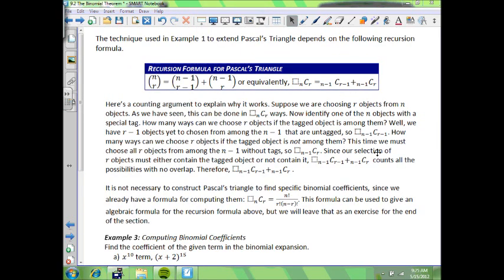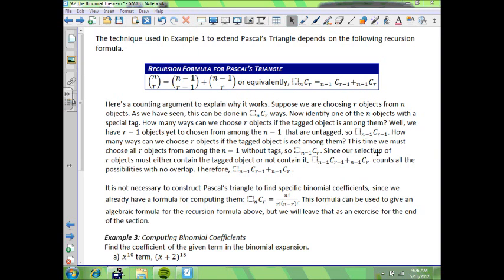Now the technique used in example 1 to extend Pascal's triangle depends on the following recursion formula. n choose r equals n minus 1 choose r minus 1 plus n minus 1 choose r, or equivalently, n choose r equals n minus 1 choose r minus 1 plus n minus 1 choose r. So we have the two equivalent equations there. Now here's a counting argument to explain why this works. Suppose we're choosing r objects from n objects. As we have seen, this can be done in n choose r ways. Now identify one of the n objects with a special tag. How many ways can we choose r objects if the tagged object is among them?